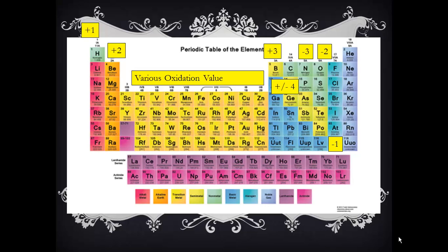The halogen family, that's fluorine through astatine, all gain 1 electron, and they gain electrons to be full in their outer shell. And noble gases are already full, that's why they're unreactive, and they have a charge of 0 because they don't need any electrons.